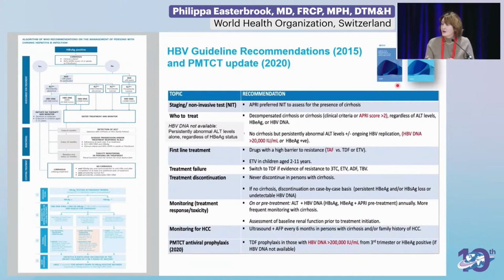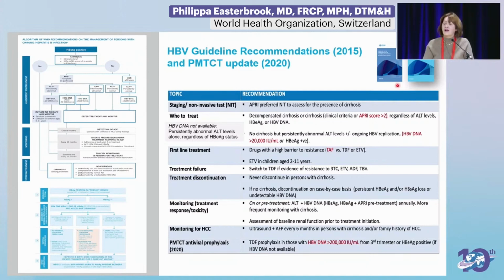Well, this is a summary of the key areas across the continuum of care for the recommendations in 2015, covering the staging, who to treat, the first-line treatment with only those drugs with a high genetic barrier to resistance, that's tenofovir and entecavir, and then strategies for monitoring, including, importantly, HCC screening every 6 months. And then finally, we had a specific guideline in 2020 which addressed the use of antiviral prophylaxis to prevent mother-to-child transmission, a conditional recommendation for those with a viral Hep B DNA above 200,000. And highlighted in red were those particular thresholds that we felt needed to be re-looked at.